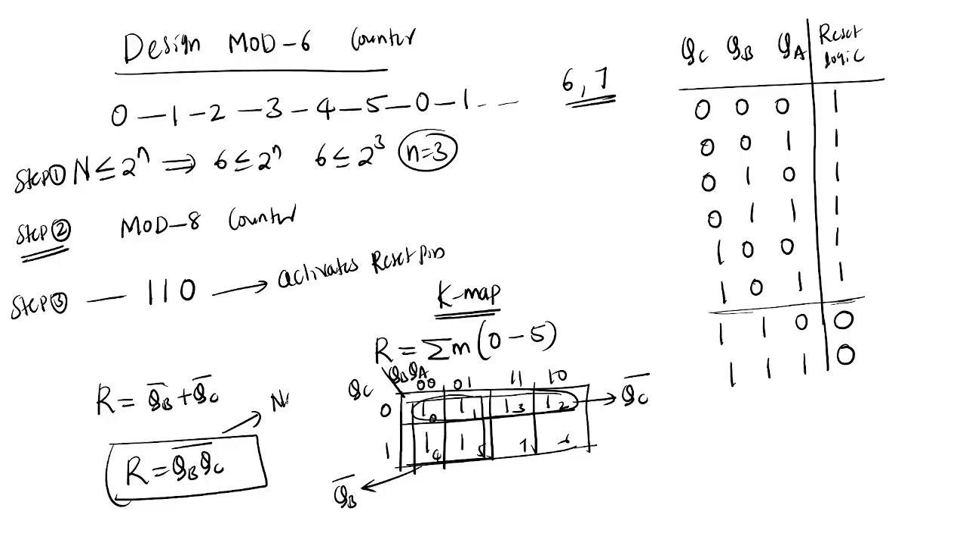NAND gate. So previously I told you, if it is an active low reset, you need to use the NAND gate, or if it is an active high clear or set, you need to use AND or NOR. Okay, so I am designing this.